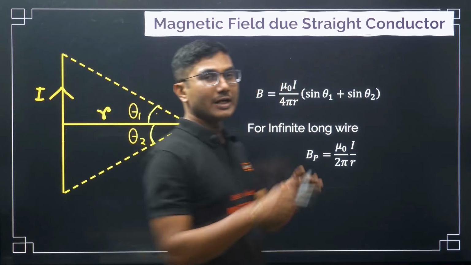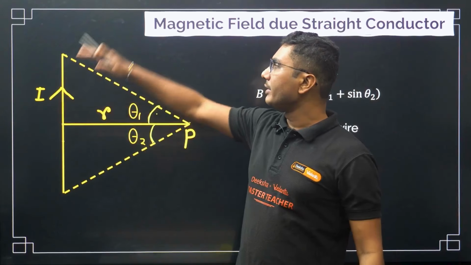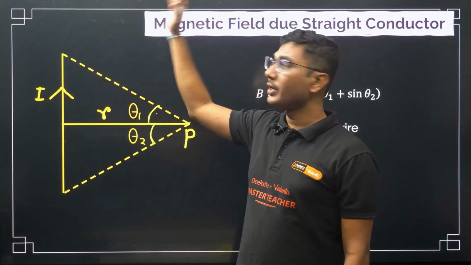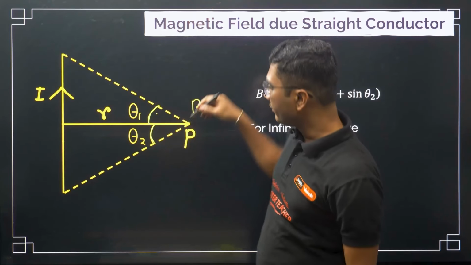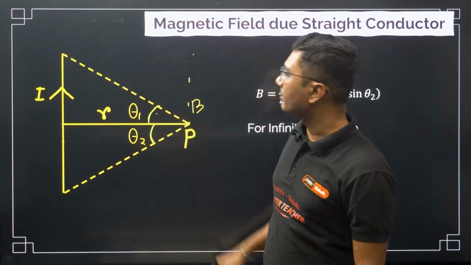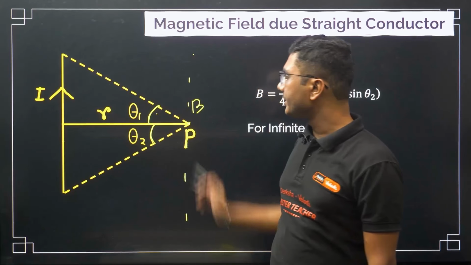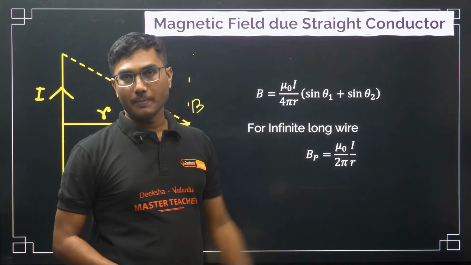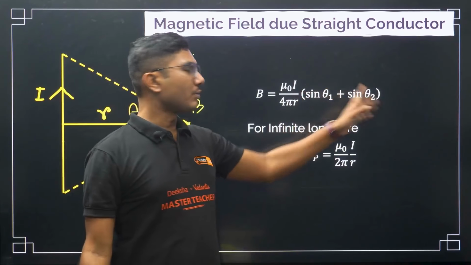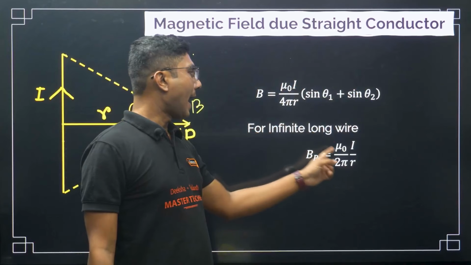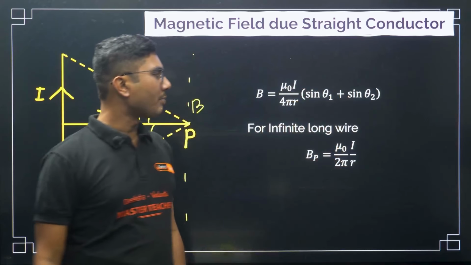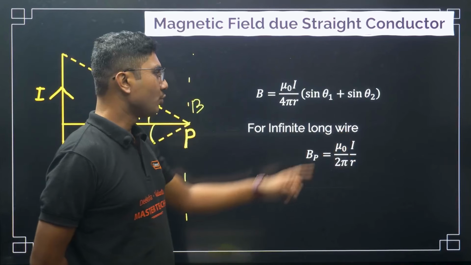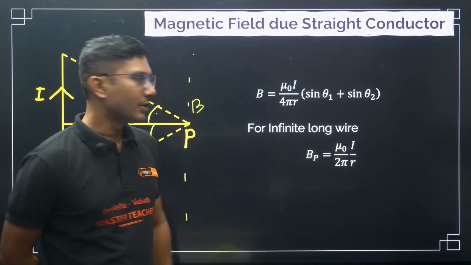Now if the wire is very long, theta goes to 90 degrees. So an infinitely long wire means the angle becomes 90 degrees. This angle will also become 90 degrees. So sin theta 1 plus sin theta 2 will both be 1 plus 1, since sin 90 is 1, so it will be 2. If you multiply with 2, you will get mu naught I by 2 pi r. Okay, so mu naught I by 2 pi r, that is the general formula, right?